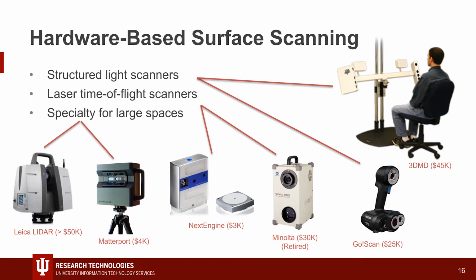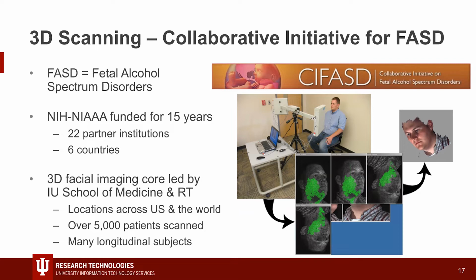The GoScan system is our premier scanning system. It's probably the one people have seen at the libraries as well. And then the 3DMD is a system that we used for the collaborative initiative for fetal alcohol spectrum disorders. In this case, speed was of the essence.